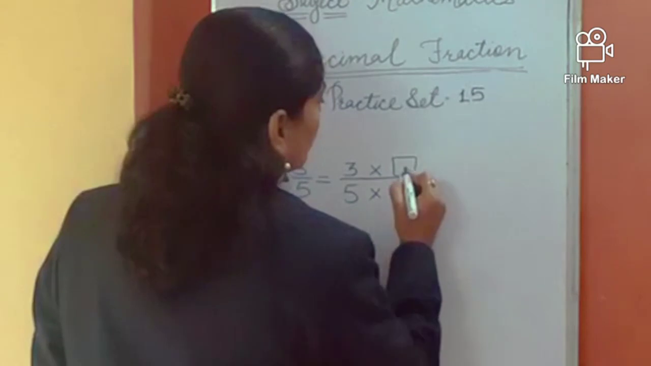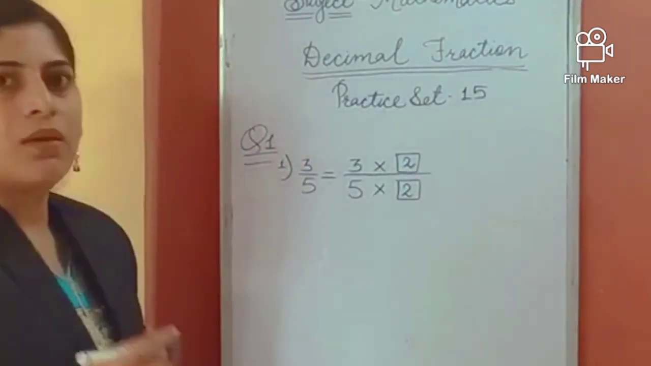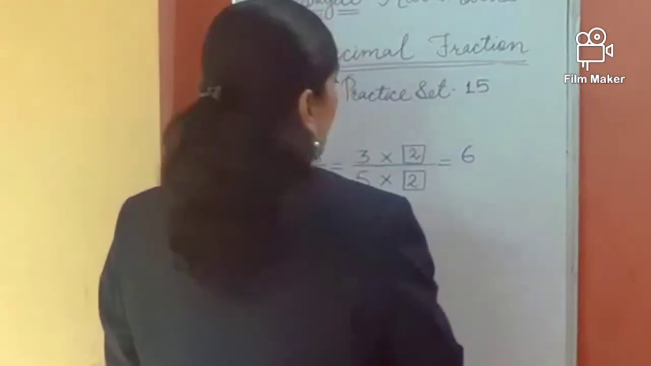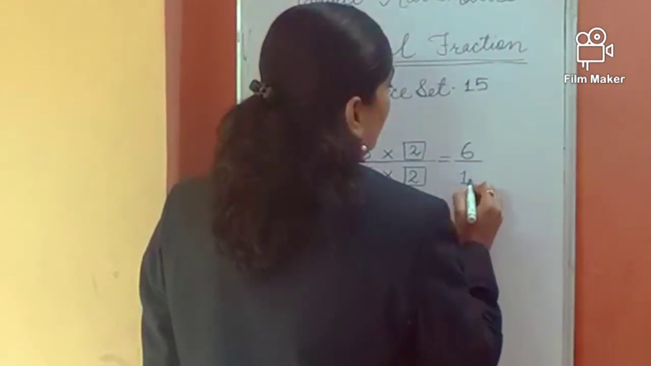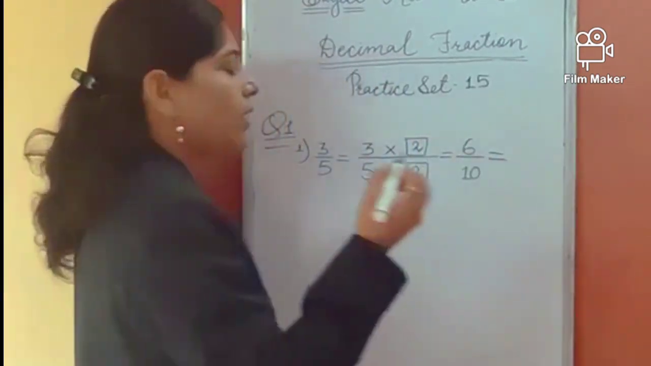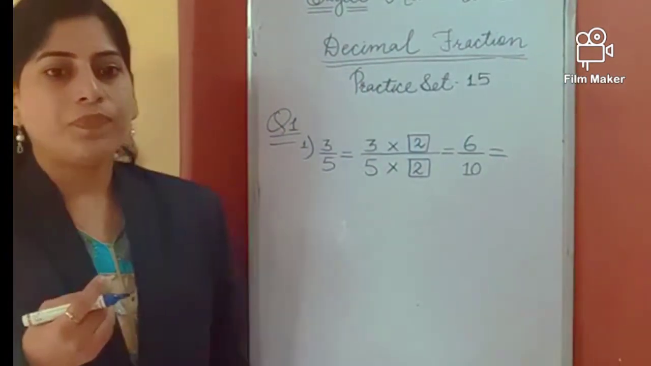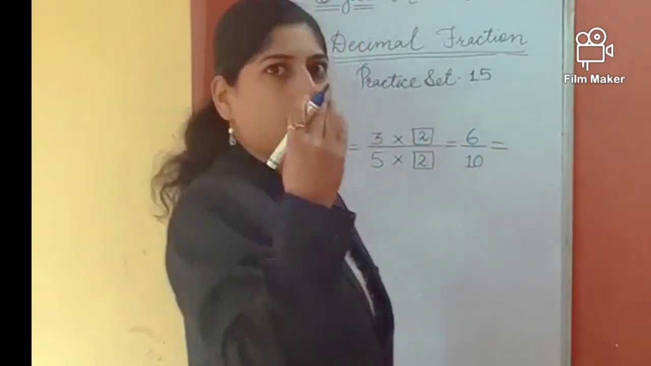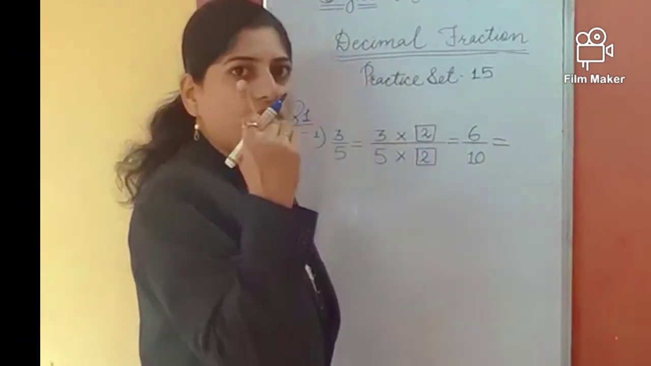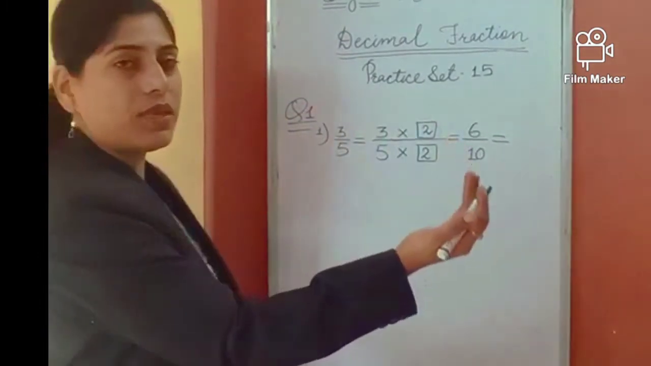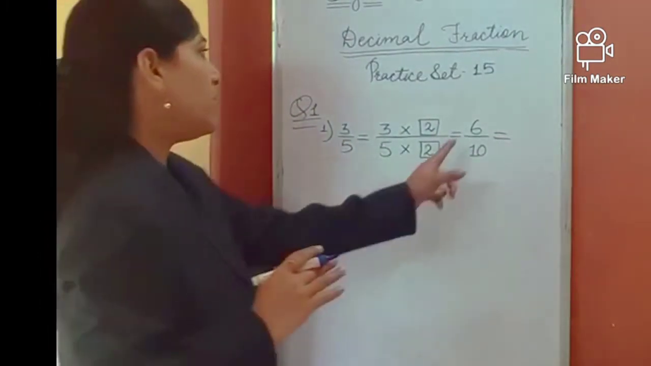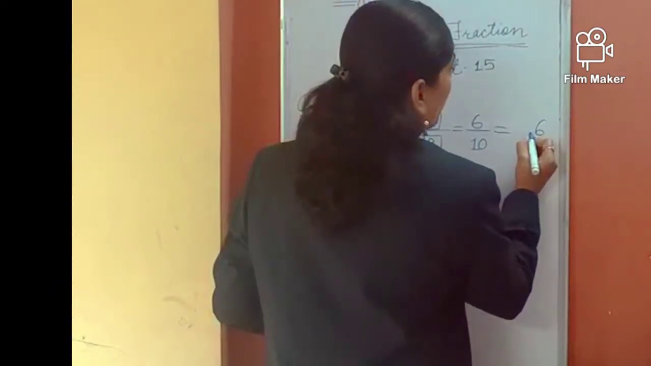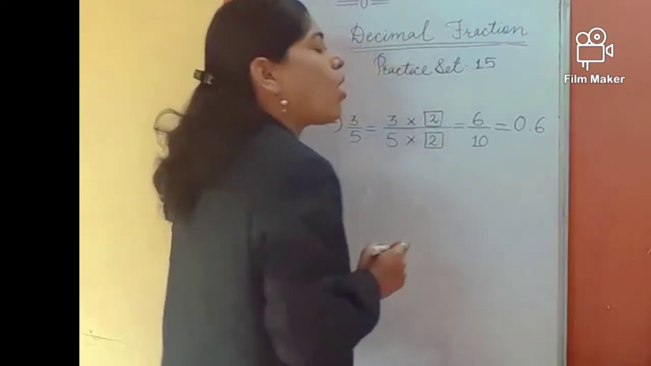So let us see 2. So what will be the answer? We have to multiply it. 3 2s are 6 and 5 2s are 10. Here we have to convert it into decimal fraction. So here what we do? We will convert it into decimal, means we have to give the point. So how many zeros are there? There is a 1 0. Means we have to count from the right side only one digit. One digit is there, so we'll write 6. We'll count 1 because 1 0 is there. So we'll put the point over here and the answer is 0.6.